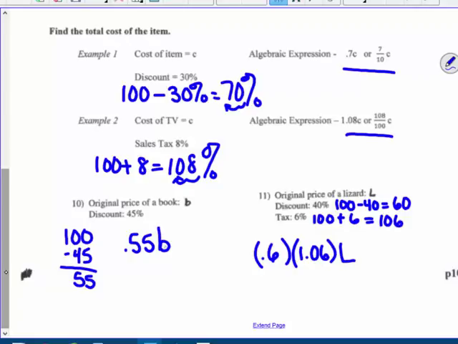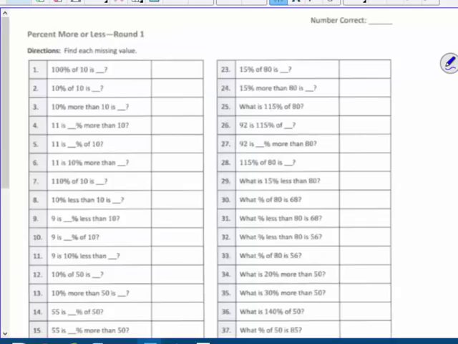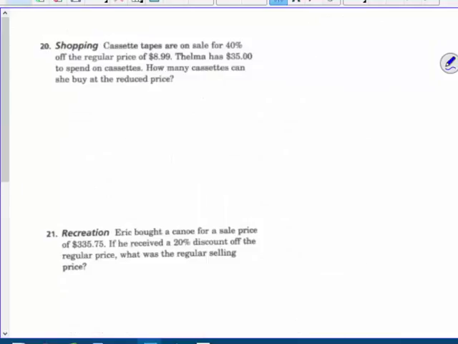Page 11, as you can see, is that percent more or less chart to help you practice some mental math percent. So I'd like you to do that on your own. Cassette tapes are on sale for 40% off the regular price of $8.99. Thelma has $35 to spend on cassettes. How many cassettes can she buy at the reduced price?